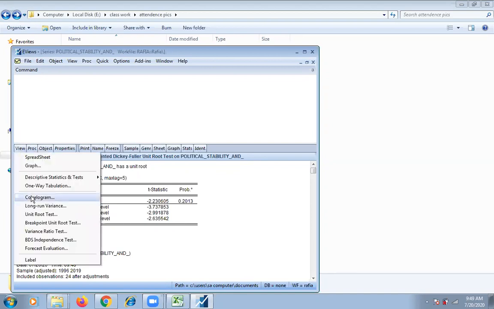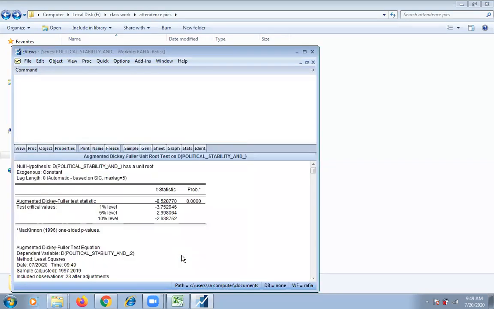Now go to first difference. At first difference, you can see that the t statistic value of the augmented Dickey-Fuller test is greater than the critical values, the t tabulated values. Greater, bigger. Secondly, the probability value is less than 1%, 5%, and 10%. So we reject H naught. This series, this variable has not a unit root problem. Now I'm going to close again.